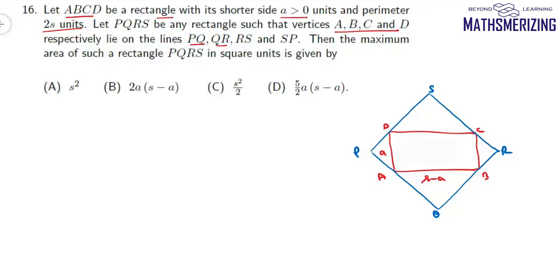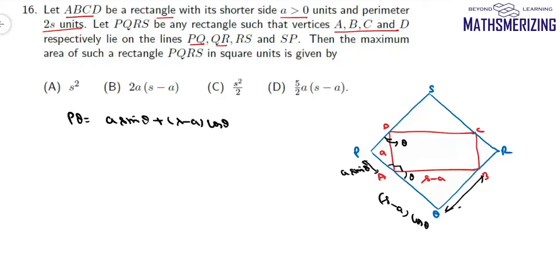Now for this rectangle PQRS and ABCD, suppose this angle is theta. Now this AQ will be s minus a cos theta. Now here this angle is 90, so it is 90 plus theta and here will be 90 minus theta. So here this angle will be simply theta. So here it should be a sin theta. So the length of the side PQ will be a sin theta plus s minus a cos theta.